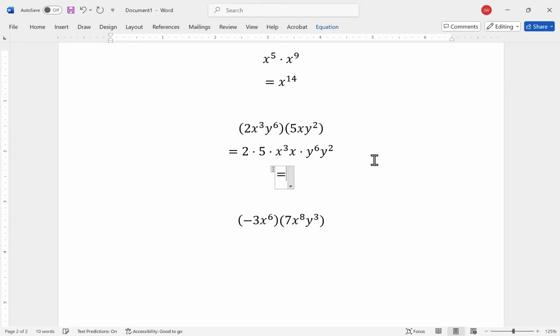Usually I don't write down that step. I just do that step in my head and say that means when I multiply using the product rule, 2 times 5, that's just numerical multiplication, that's a 10. X to the third times x, if you don't see an exponent, it's an implied 1. So that's x to the fourth. And then y to the sixth times y squared is y to the eighth. So 10x to the fourth y to the eighth is the final simplified answer there.